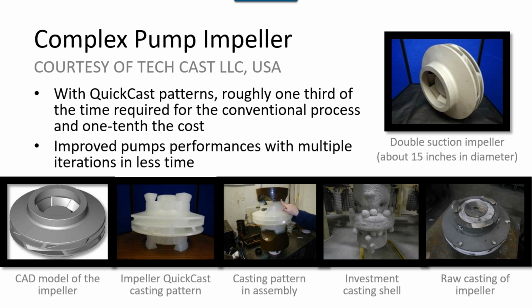So their solution was a quick cast pattern, and quick cast really allowed them to do that in a fraction of the time of what tooling costs would be, so that they were available in less than a week versus originally about 3 months.